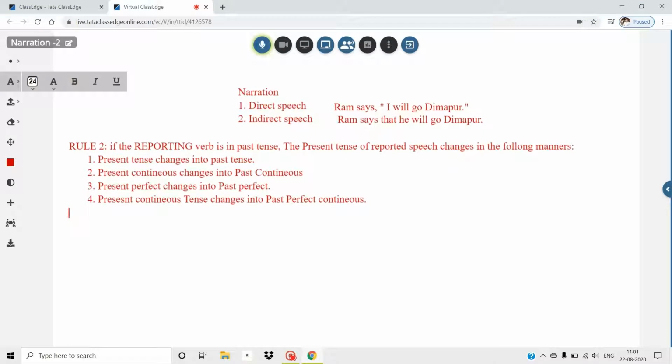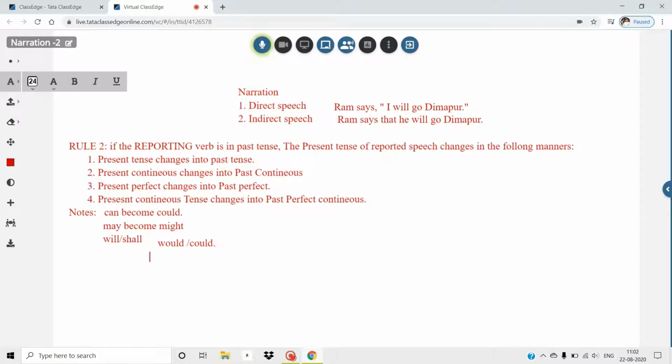Okay, and some more things will change. Can becomes could, may becomes might, will and shall become would. Will and shall will become would or could. So this is the rule.